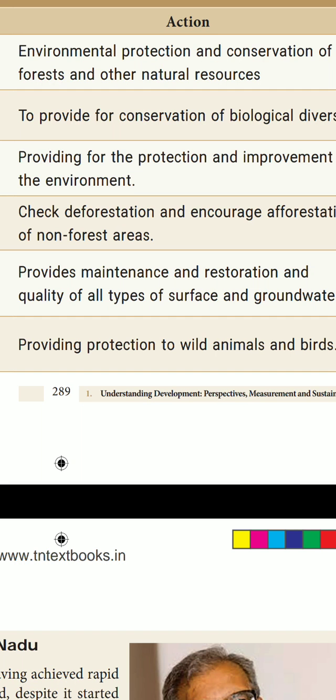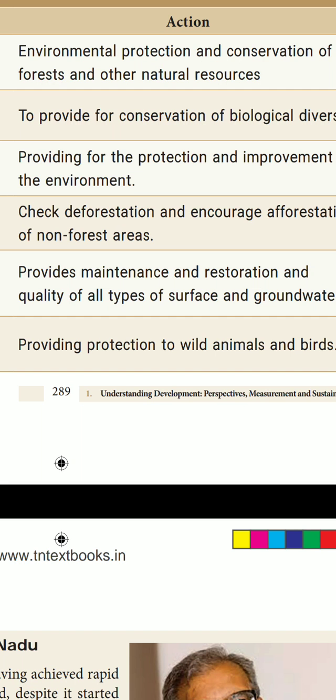Next, fourth one is 1980. There is the Forest Act or Conservation Act. What was the action for this act? Check deforestation and encourage afforestation of non-forest areas. That means according to this act, they want to check whether any people have cut down the trees, and also their duty is to encourage afforestation. They want to plant more trees in non-forest areas.